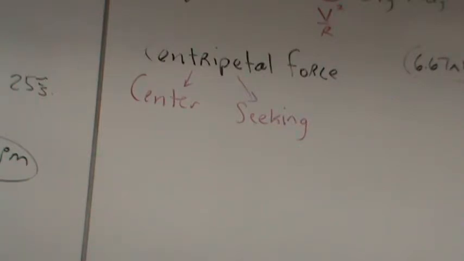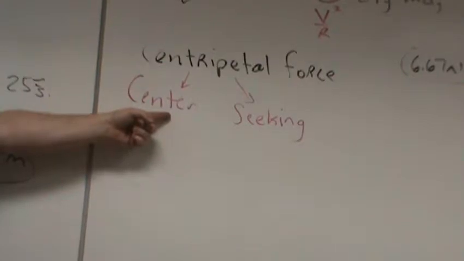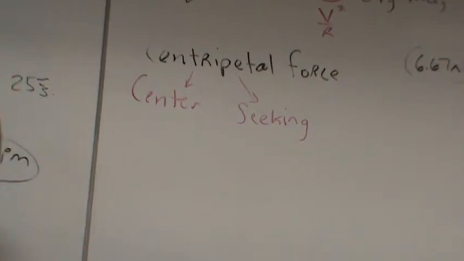But the thing is, I'm not teaching you a new force. There's no new force called centripetal force. All this means is that the forces we already know can, on occasion, provide a centripetal force to make something move in a circle. So for example, to make this yo-yo move in a circle, the centripetal force is tension.